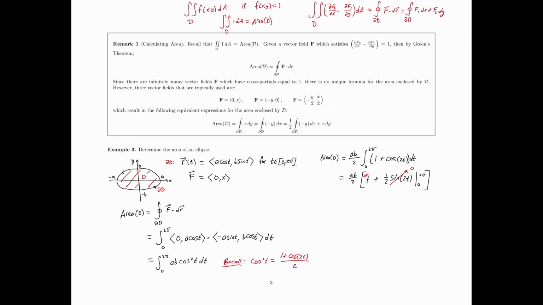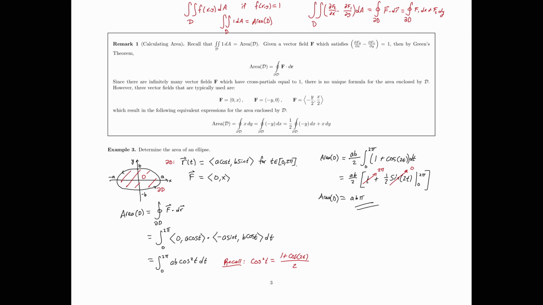And then what we have here is 2 pi minus 0, plugging in here. So this will become a 2 pi. 2 pi divided by 2 is pi. So ab pi is the area of D.